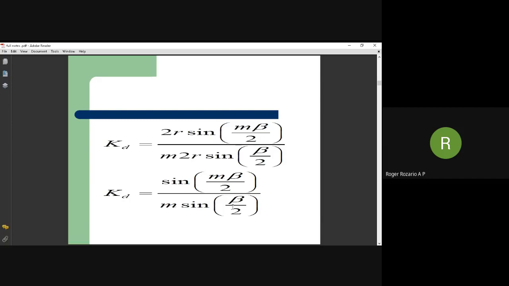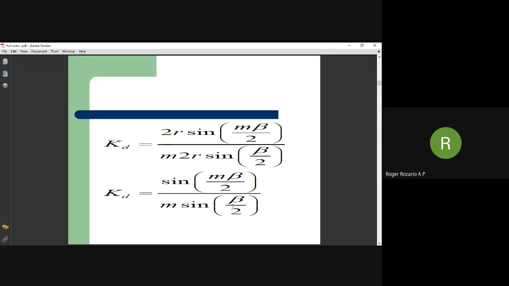This Kd also reduces the EMF induced in the alternator because we are using distributed windings. Because we used fractional pitched windings, EMF gets reduced. For fractional pitched windings there is a pitch factor Kp, and for distributed windings there is a factor Kd. Both Kp and Kd factors reduce the EMF induced in the alternator. That is the final conclusion you should understand.